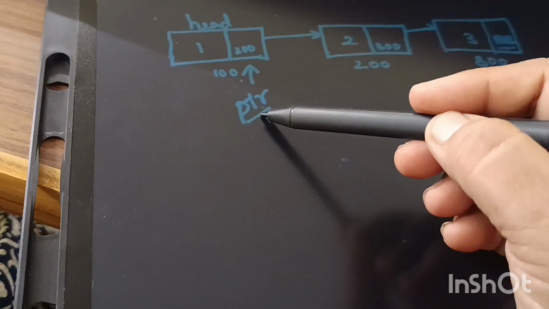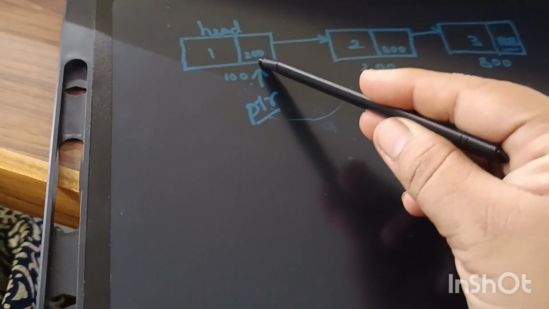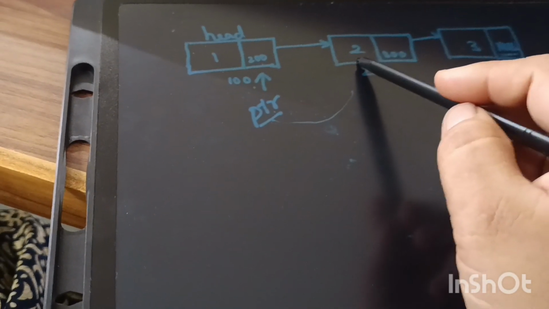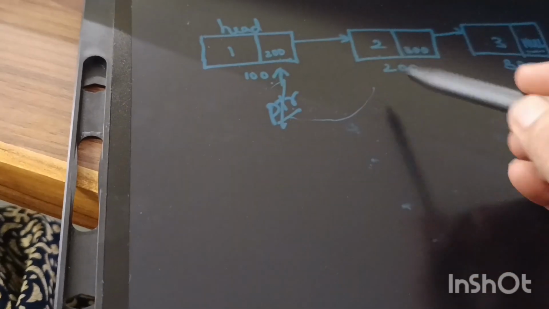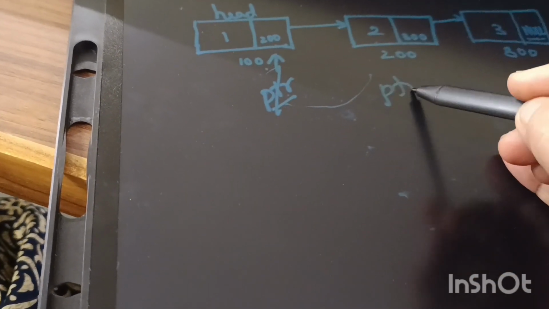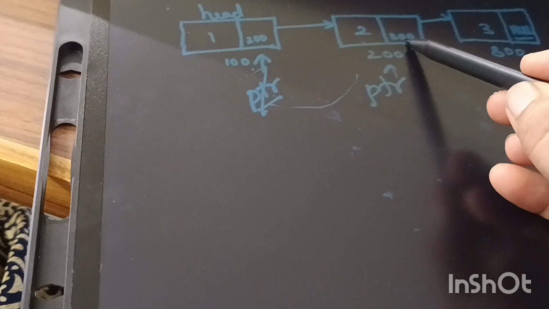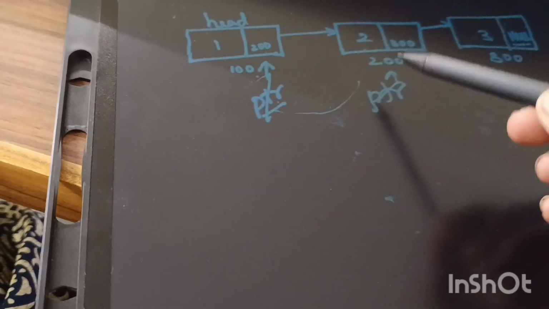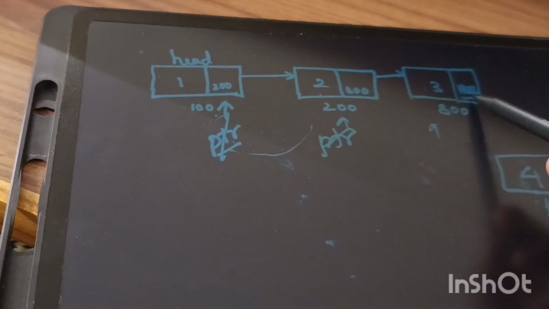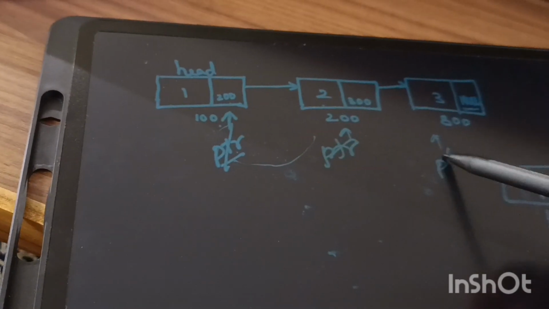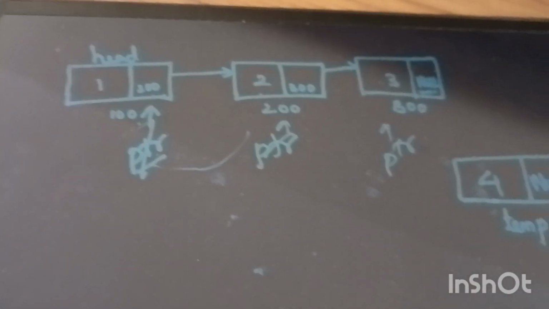Then what am I doing? I am moving this pointer to the next node. If this is not null, then it will jump to the next address. So it will come here. Now the pointer comes here. Now it will check whether the link part is null. No, so again it jumps here. Now when I come here, I check whether this ptr is null. Yes, you can see here it is null.